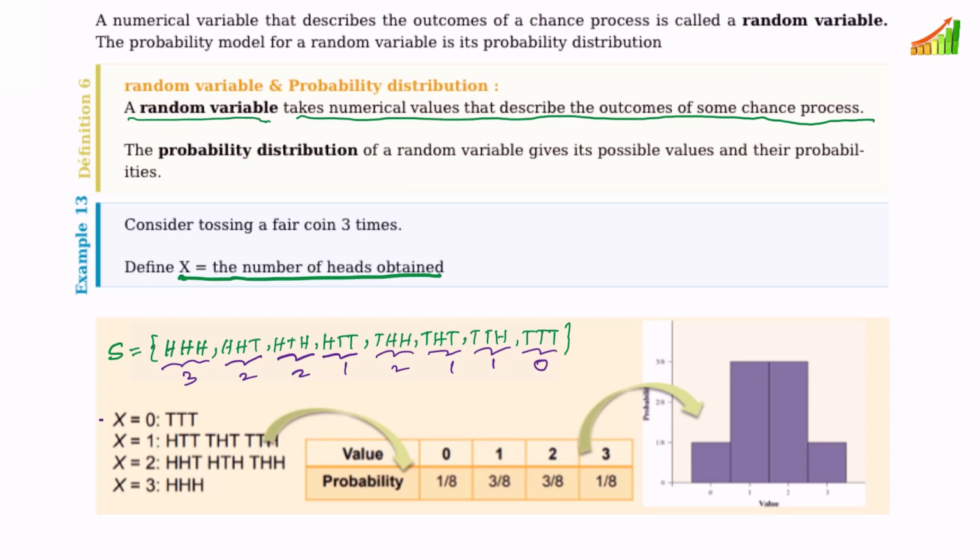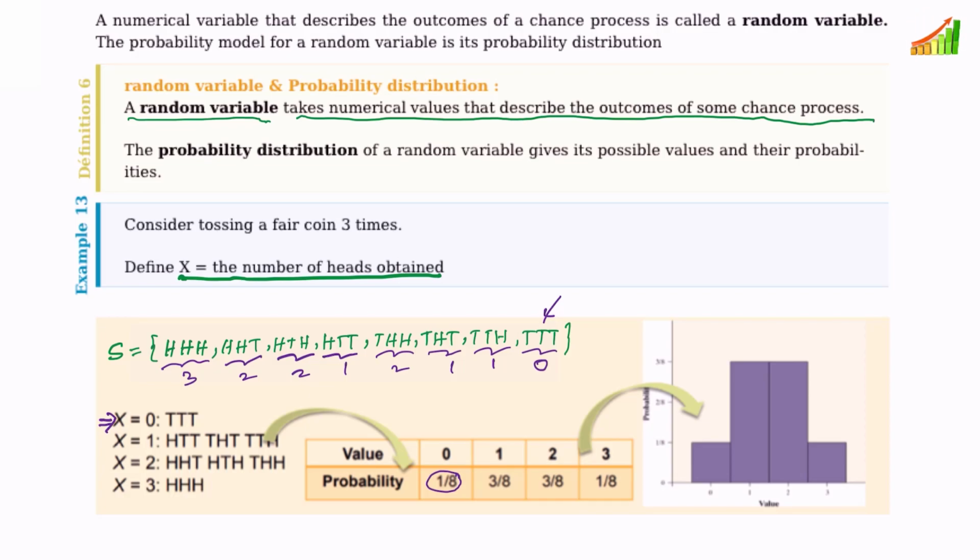Now write these numbers. X equals 0. X equals 0 means no heads, right? Then this is just 1, TTT. Therefore, that is just 1 out of 8. Therefore, probability of X equals 0 is 1/8.